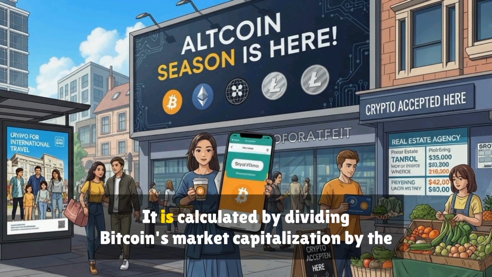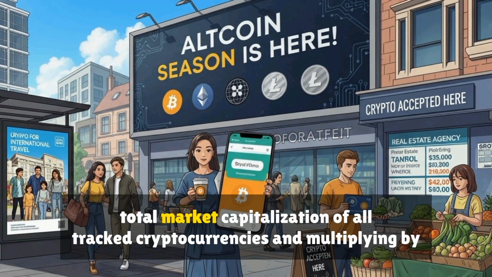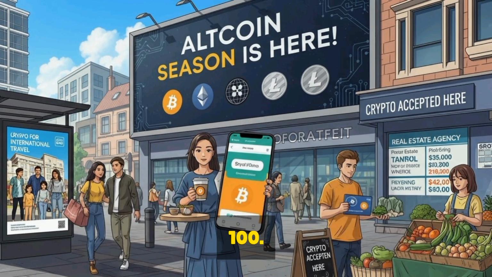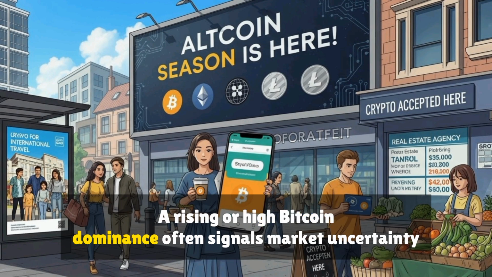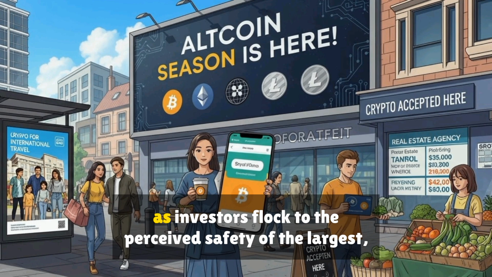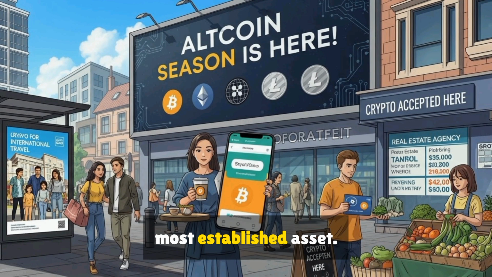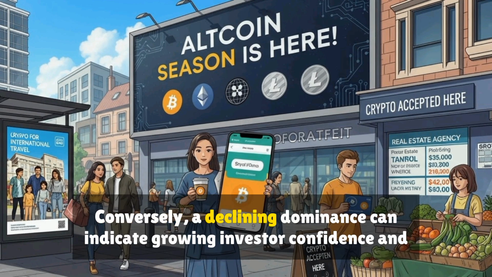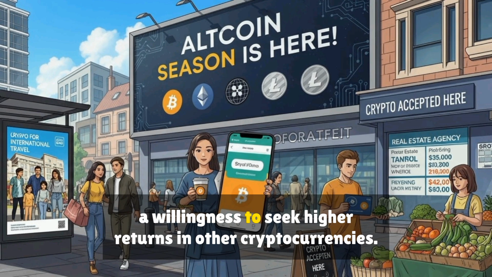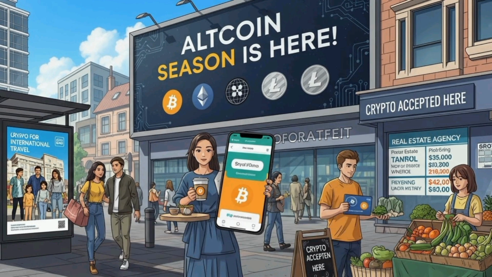Calculation: It is calculated by dividing Bitcoin's market capitalization by the total market capitalization of all tracked cryptocurrencies and multiplying by 100. Interpretation and use. Market sentiment indicator. A rising or high Bitcoin dominance often signals market uncertainty as investors flock to the perceived safety of the largest, most established asset. Conversely, a declining dominance can indicate growing investor confidence and a willingness to seek higher returns in other cryptocurrencies.